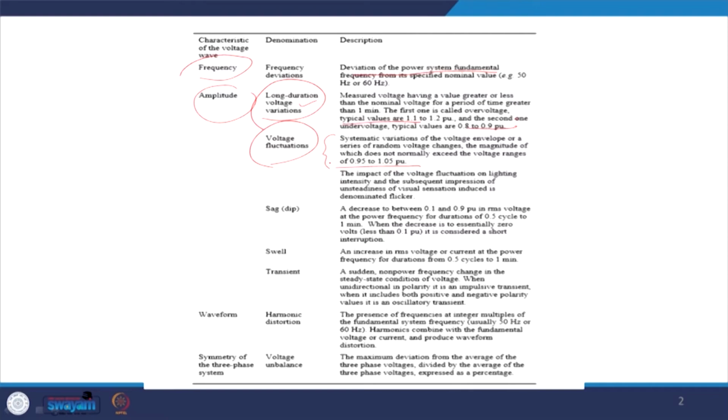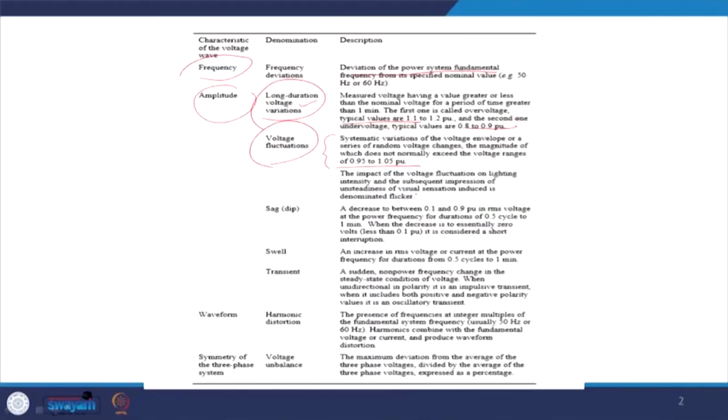The impact of voltage fluctuations is on lighting intensity, mainly if you have lighting. The subsequent impression on the steady state visual sensation introduces a flicker. So, that is something that will be constant to your eyes. Voltage fluctuations have a very detrimental effect on productivity in industrial houses.